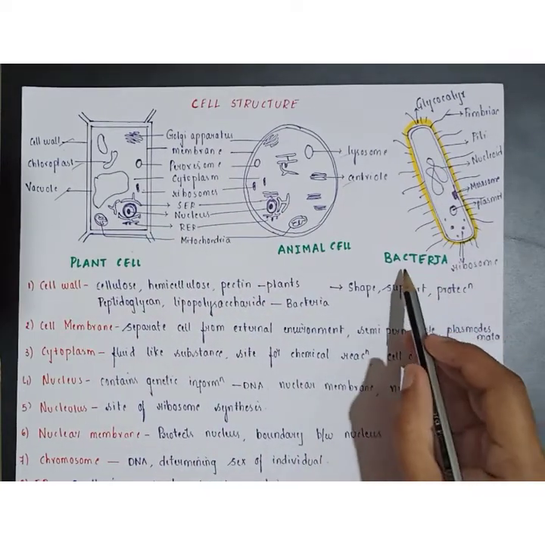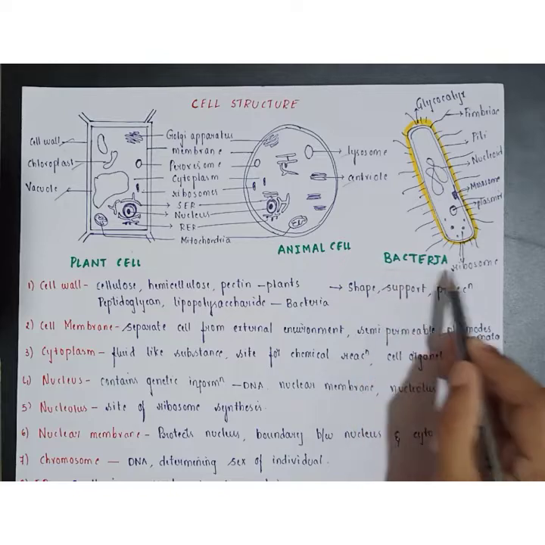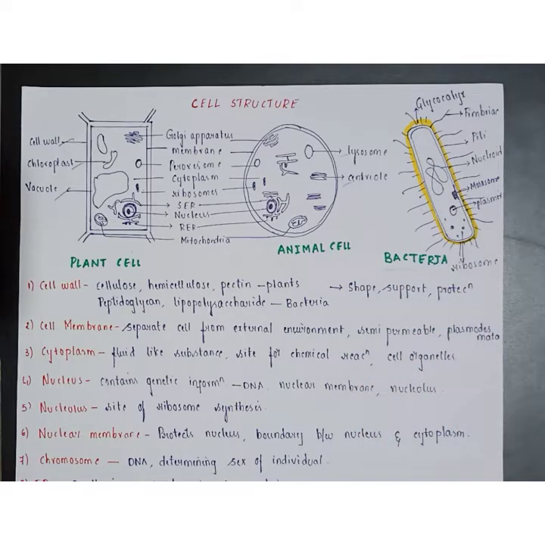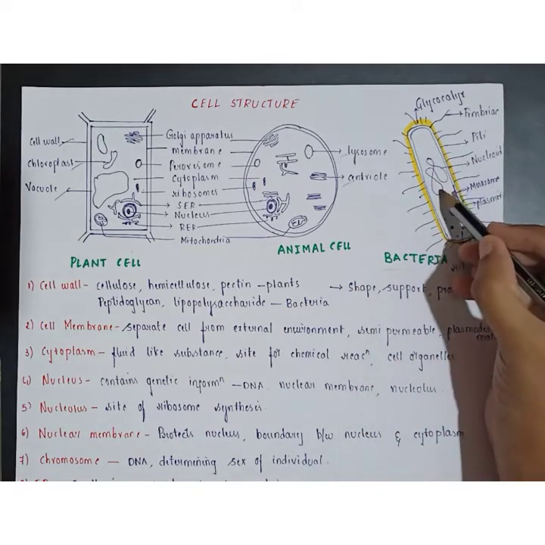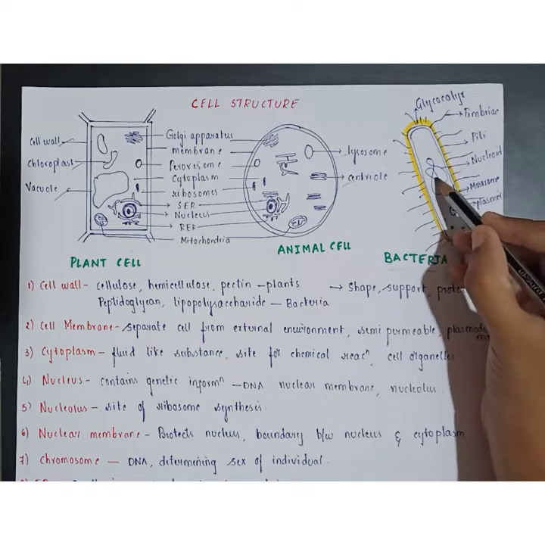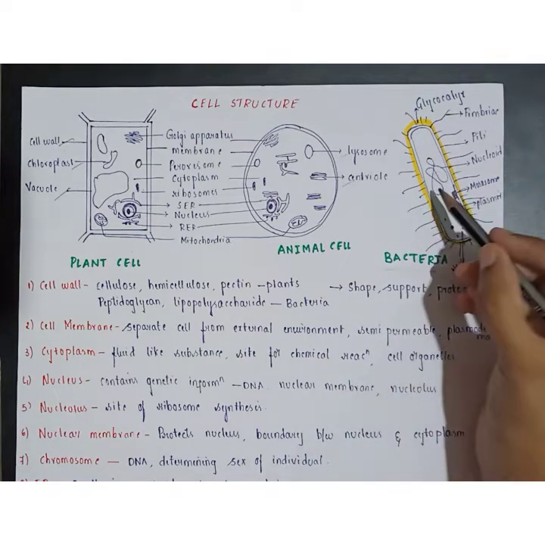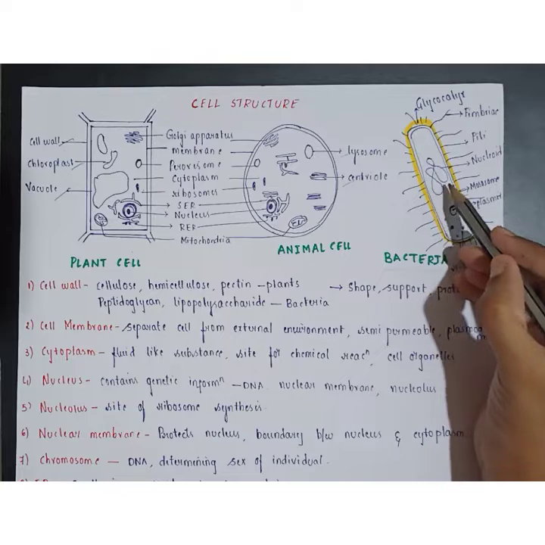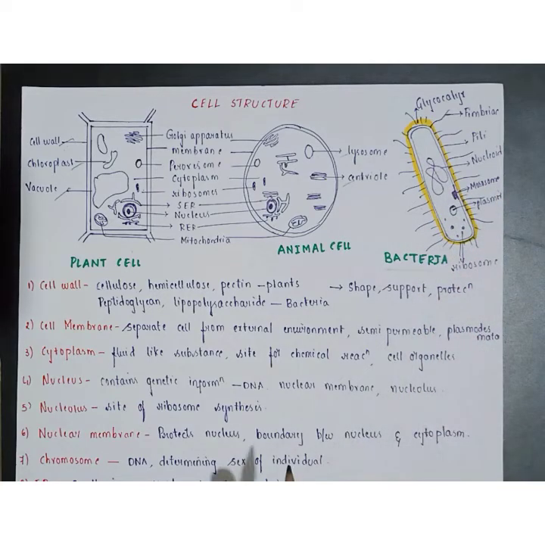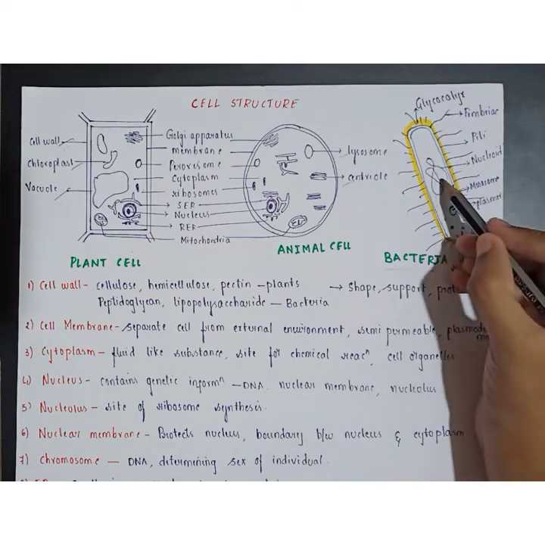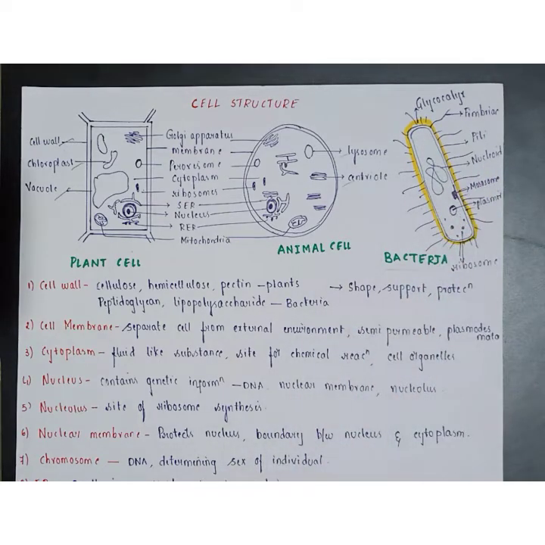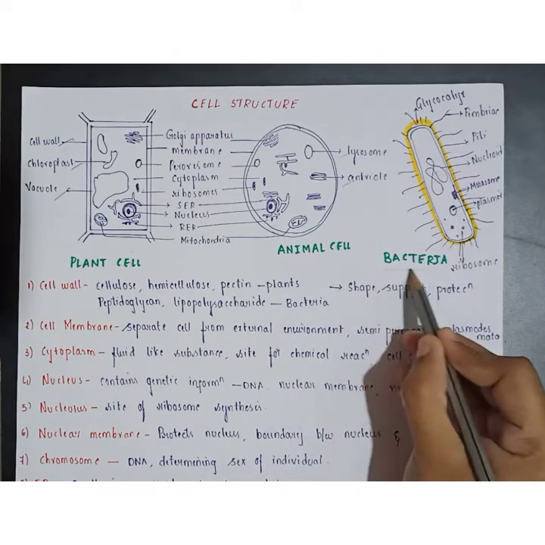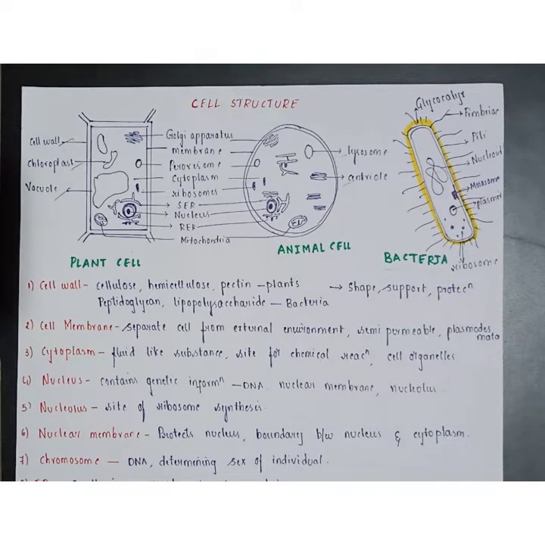So if we take bacteria, this is an example of a prokaryotic cell, because this one is the nucleus of bacteria, and the nucleus is not surrounded by any membrane, so the nuclear membrane is absent, or a membrane-bounded nucleus is absent. So bacteria are an example of a prokaryotic cell.